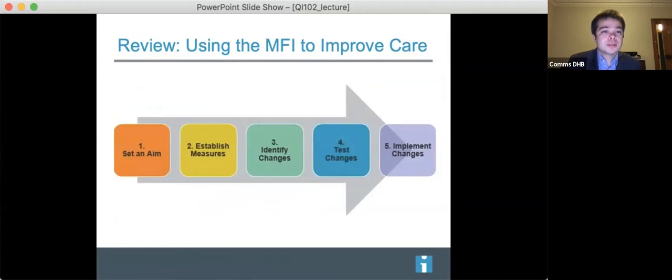So the model for improvement, the MFI, is basically these steps. It's setting an aim, establishing measures, identify changes, testing the changes, and then eventually, once you've done many PDSA cycles, you can actually implement the changes.